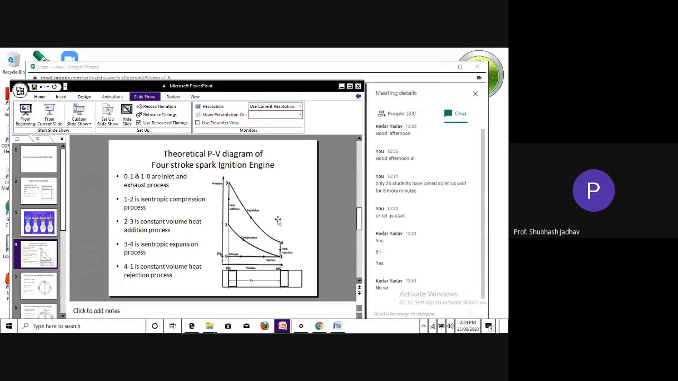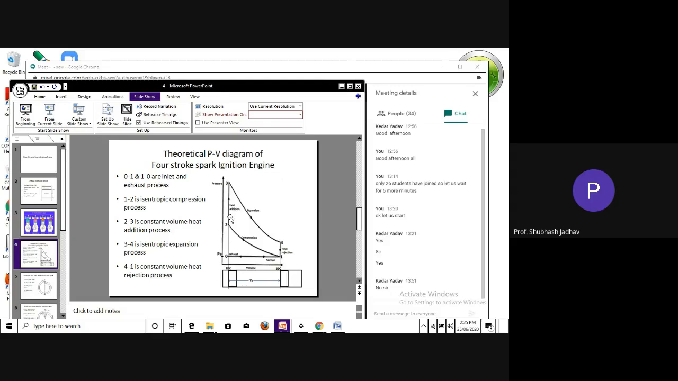Okay, so this is your PV diagram for a spark ignition engine, which we call the Otto cycle. As invented by the scientist Otto, it is called the Otto cycle. We have discussed this earlier. It has 4 processes, as we discussed: suction, compression, expansion, and exhaust. And which are they? These lines. Suction corresponds to 0 to 1, 1 to 2 corresponds to compression, 3 to 4 corresponds to expansion, and 1 to 0 corresponds to exhaust.